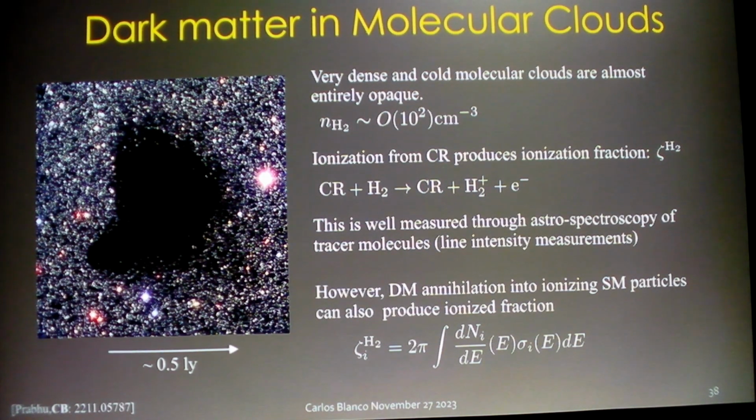And we know quite a bit about cosmic rays, and we know quite a bit about how they ionize hydrogen, and how that ionized hydrogen really controls the chemistry of these clouds, and therefore the spectroscopy. And so we know very precisely, to astrophysical standards, what the ionization rate is. If dark matter also interacts with these clouds, it will contribute to the ionization rate in a visible way. And we can use that to set constraints on dark matter that interacts very strongly with the standard model.